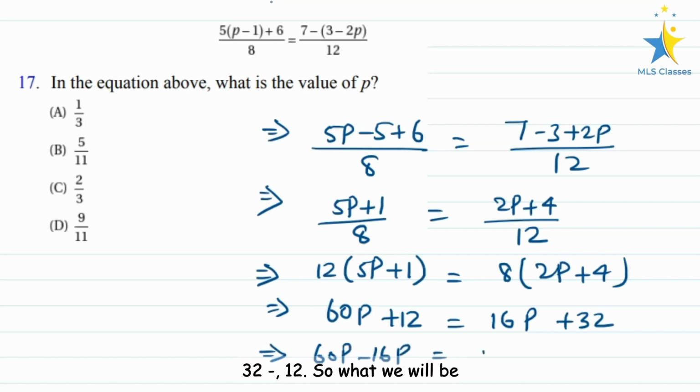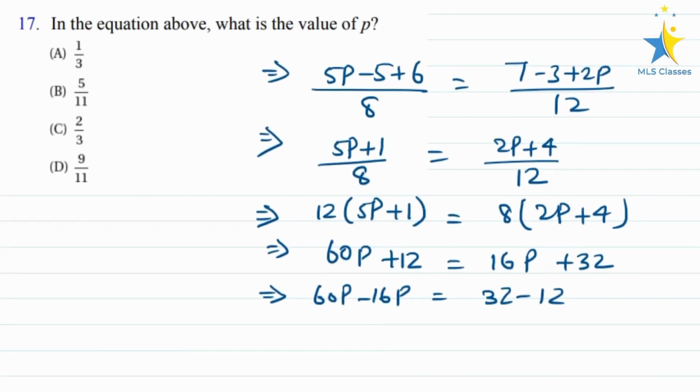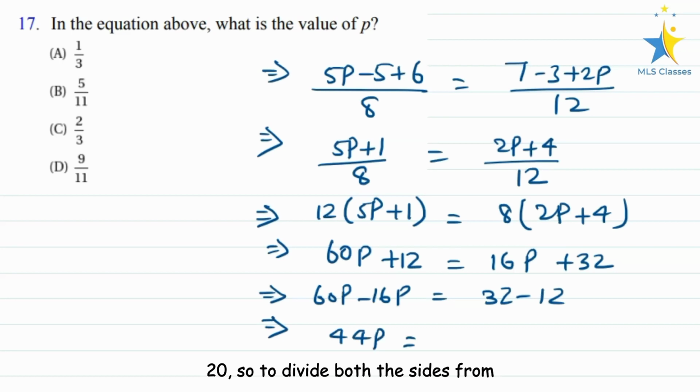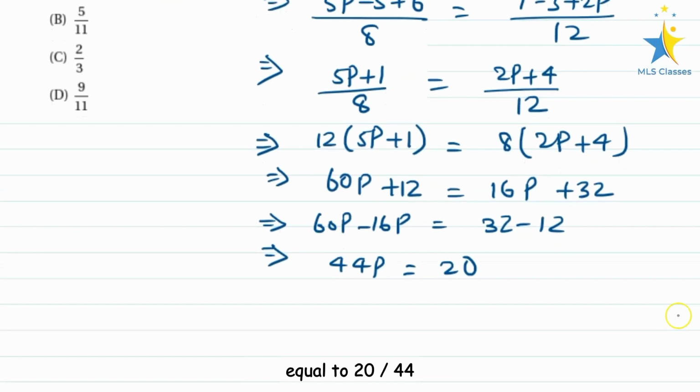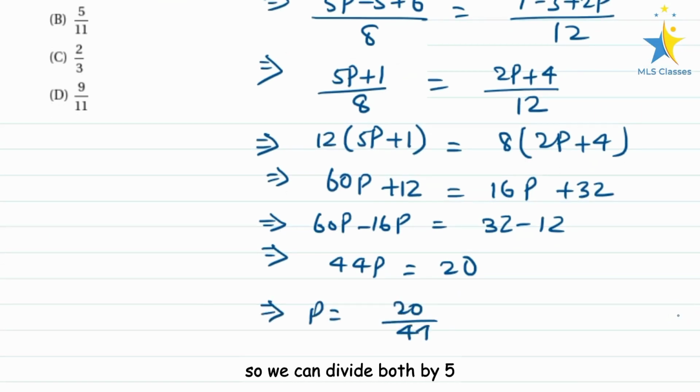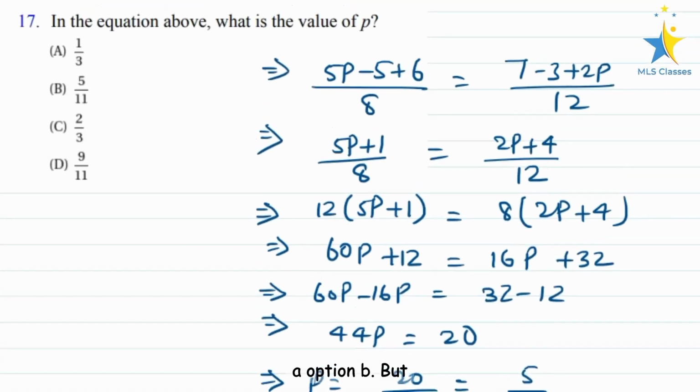So what we will be getting from here is, this implies that 44p is equal to 20. So to divide both the sides by 20, we will be getting p is equal to 20 over 44. So we can divide both by 4. So we'll be getting 5 over 11. So we are getting here option B.